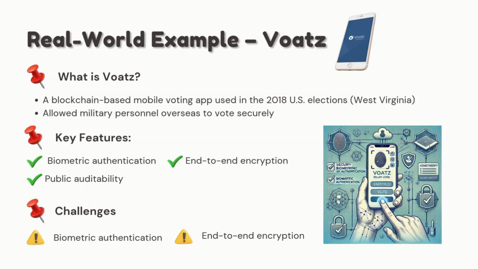A real-world example is Votes, a mobile voting app used in U.S. elections, especially for overseas military personnel. Voters authenticated their identity through biometrics, cast their vote via smartphone, and the blockchain secured each transaction. While Votes showed promise, it also sparked debates about security and public trust, highlighting the need for further innovation.